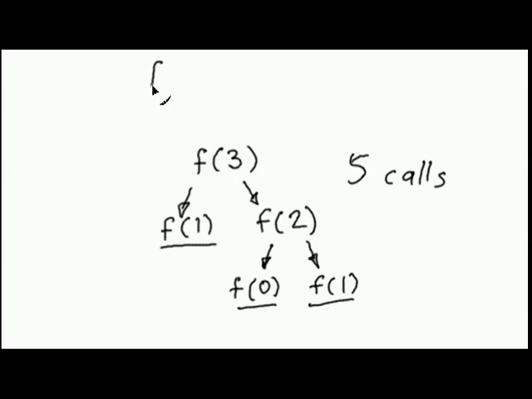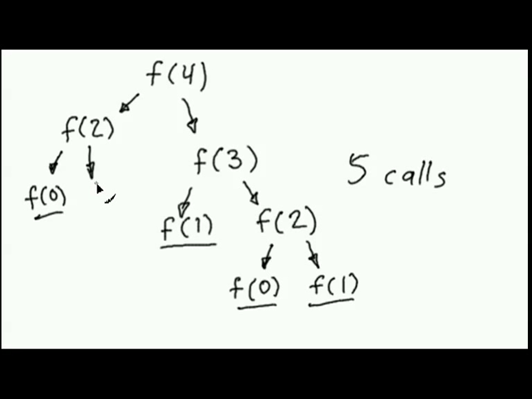Okay, let's see what happens when we call f of 4. It recursively calls f of 2 and f of 3, and it's going to remake all 5 calls that it made the last time, because it doesn't remember that it made those calls previously. We didn't program it to remember that. So it redoes all that work, and for f of 2, it still calls f of 0 and f of 1 again. So the total number of calls here is going to turn out to be 9 calls.